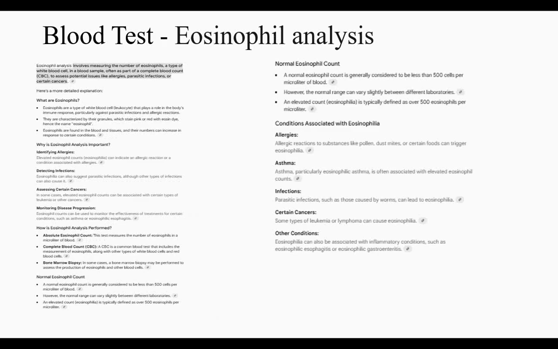Okay, next up you have eosinophil analysis. Eosinophil analysis involves measuring the number of eosinophils, a type of white blood cell, in a blood sample. Why is it important? To identify allergies, detect infections, assess certain cancers, monitor disease progression, and so on. How is it performed? CBC, absolute eosinophil count, bone marrow biopsy.